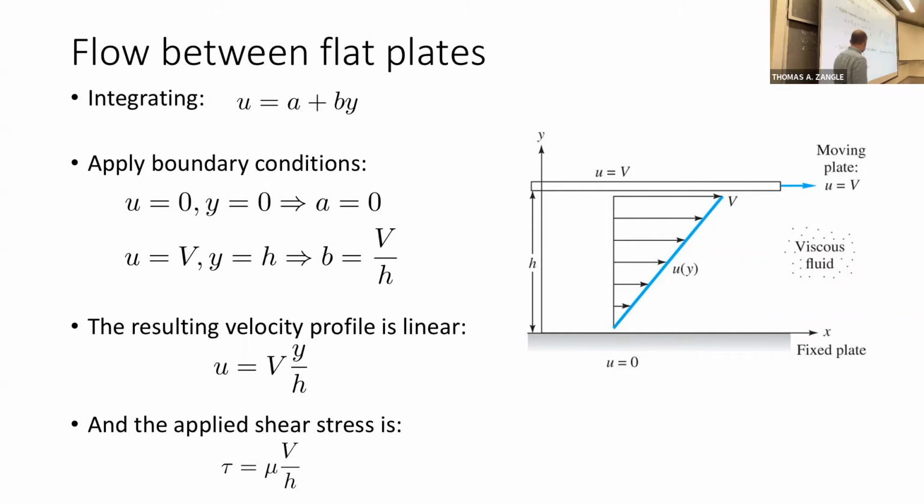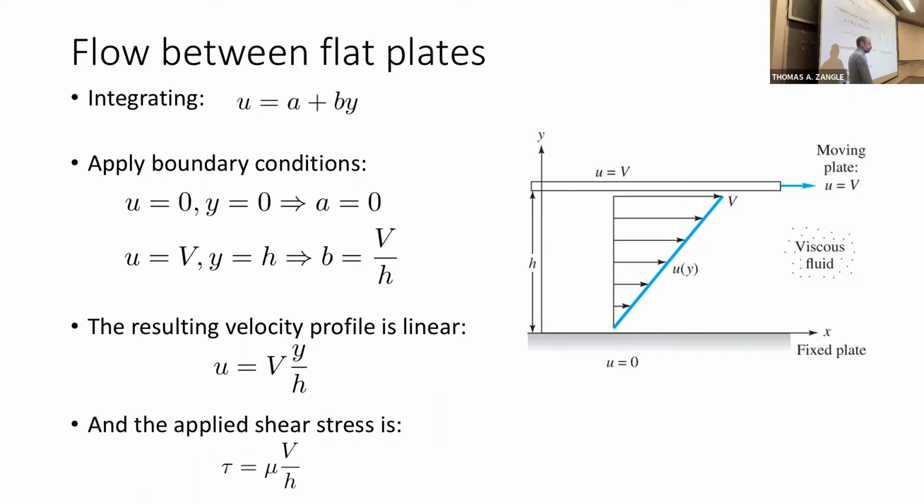And then from this we can find the applied shear stress. That's the force per area of the plate required to keep the plate moving, as tau is equal to mu times du/dy. And if we look at the gradient in velocity, if we just take du/dy, the derivative of u with respect to y, we'll get V over h.